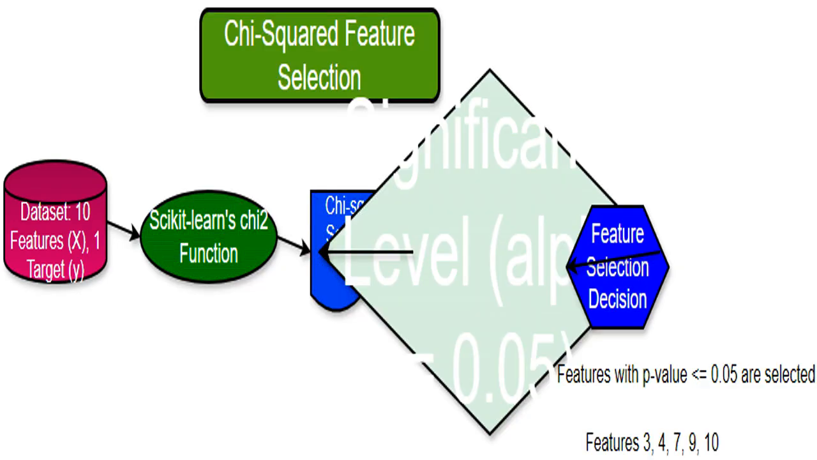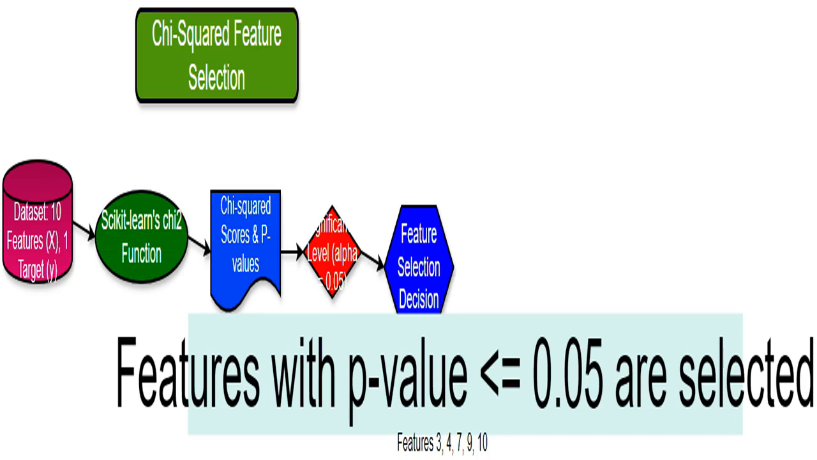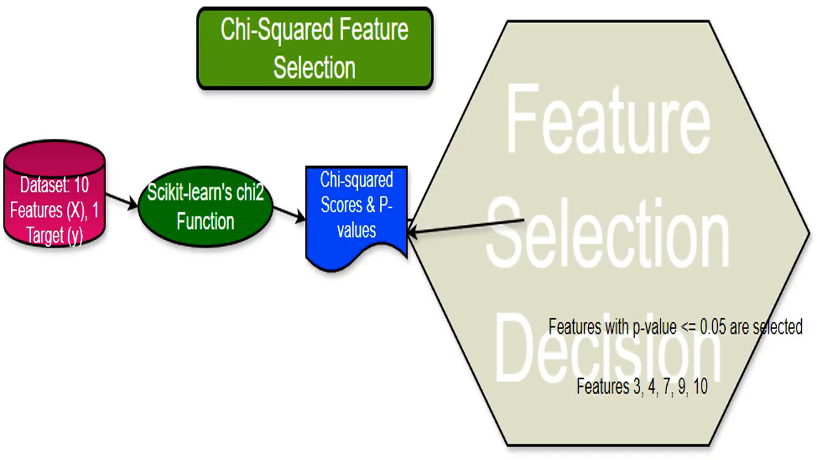I set my significance level, alpha, to 0.05. This means I'll only consider a relationship to be truly important if there's less than a 5% chance I observed it randomly. It's a common threshold in statistics. If a feature's p-value is less than or equal to 0.05, I'll select it for further analysis. This is because it likely has a real relationship with customer churn and isn't just random noise. Based on the p-values I get from the chi2 test, I decide which features are strong predictors of customer churn and should be kept for further analysis.